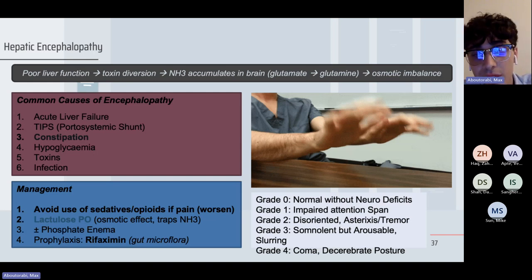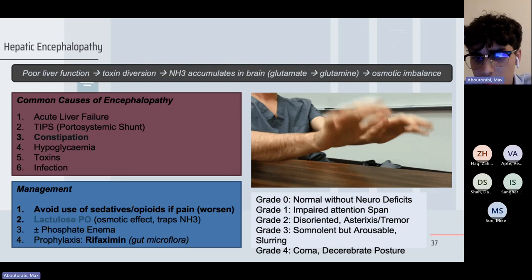And then for the management of any patient that comes in with this, you want to avoid the use of sedatives or opioids, as they can worsen the condition itself. You want to give lactulose, which is a laxative, and it basically removes any excess feces in the bowels and prevents more ammonia absorption. You then also want to give a phosphate enema potentially, as it has the same laxative effect. And then as prophylaxis, or also as second line, you'd give rifaximin, which is an antibiotic, and it basically kills your gut's microflora and prevents them from absorbing more ammonia into the bloodstream.